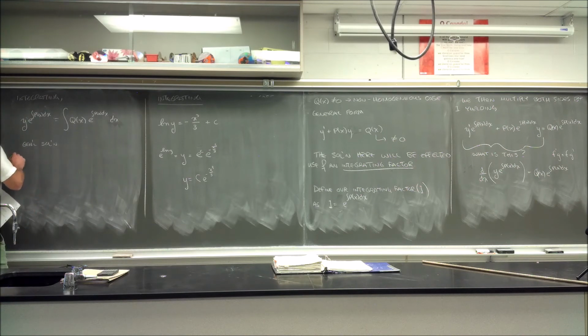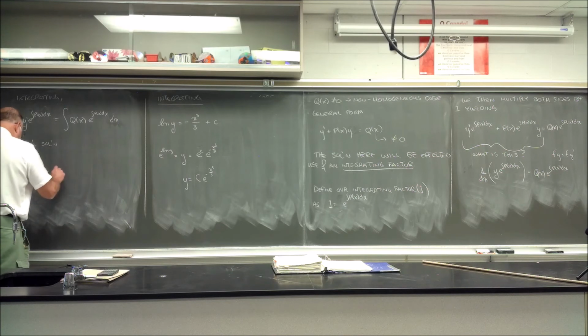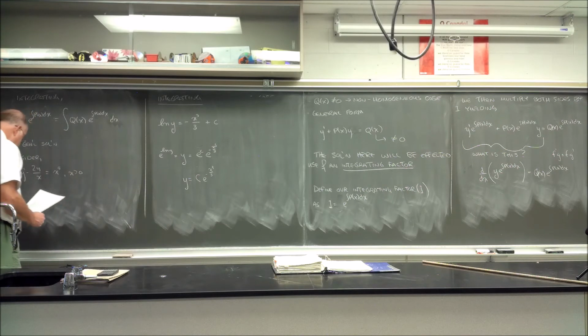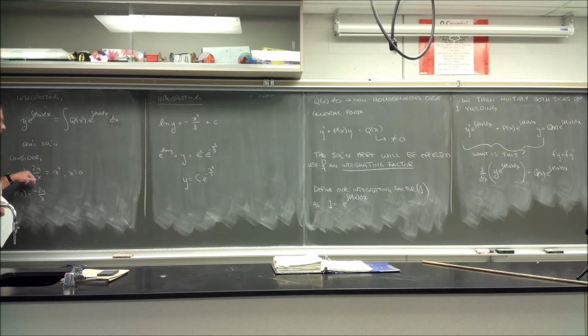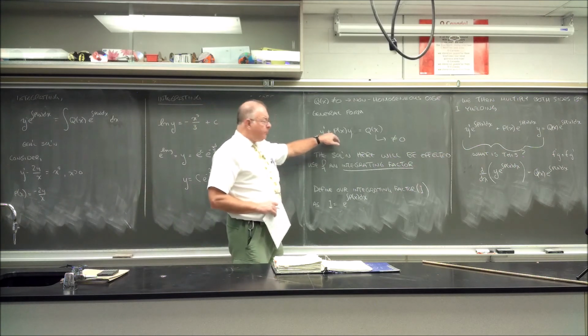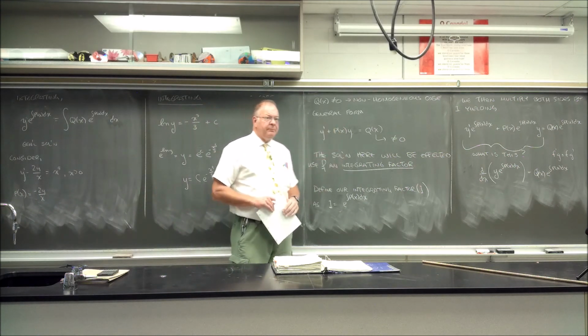So consider y prime minus 2y over x is equal to x to the fifth power with x greater than 0. So p of x then is equal to negative 2 over x. The negative has to come with it because these are added in the general form. And we have a plus here, so that's always assumed. Therefore, if there's a negative, that's built into the p of x.